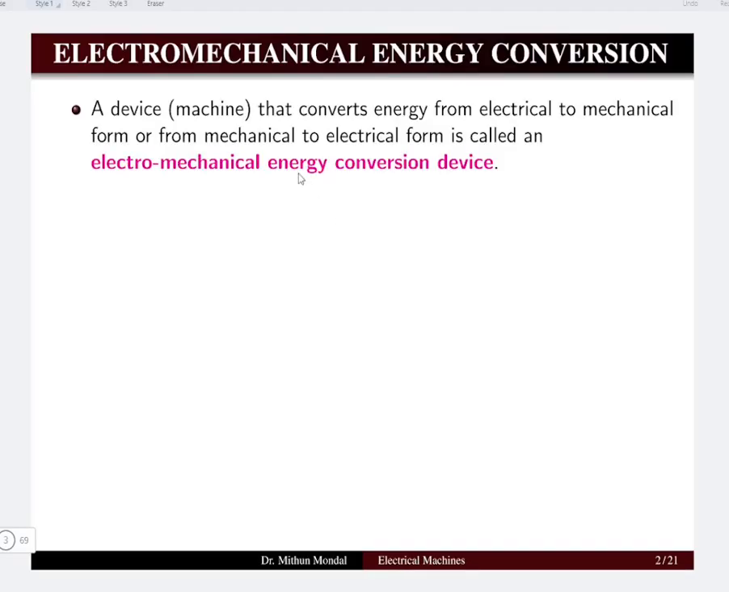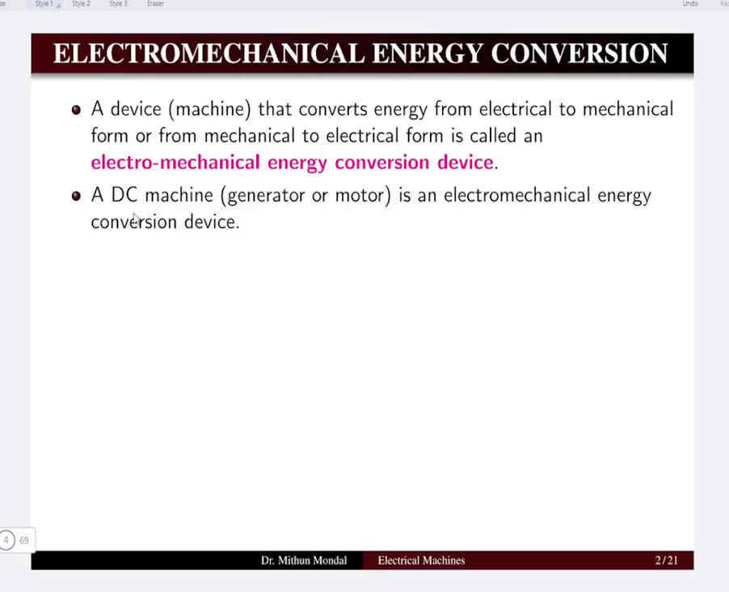What is an electromechanical energy conversion device? A device or a machine that basically converts the electrical energy to mechanical form or vice versa, that is, mechanical to electrical form, is known as an electromechanical energy conversion device. A DC machine, so when we talk about a DC machine, we talk both for the generator as well as the motor, is an electromechanical energy conversion device because it will convert the energy from one form to another.